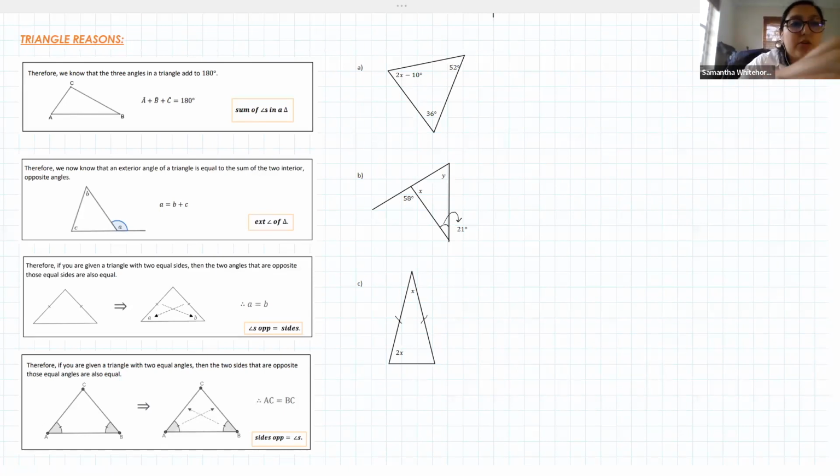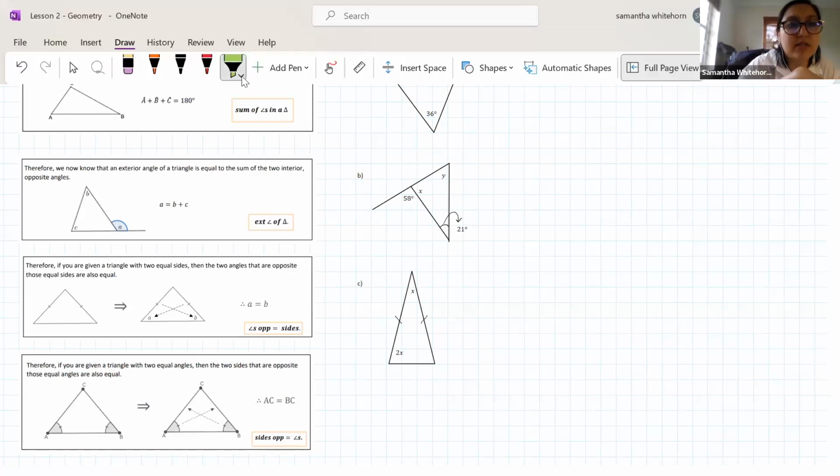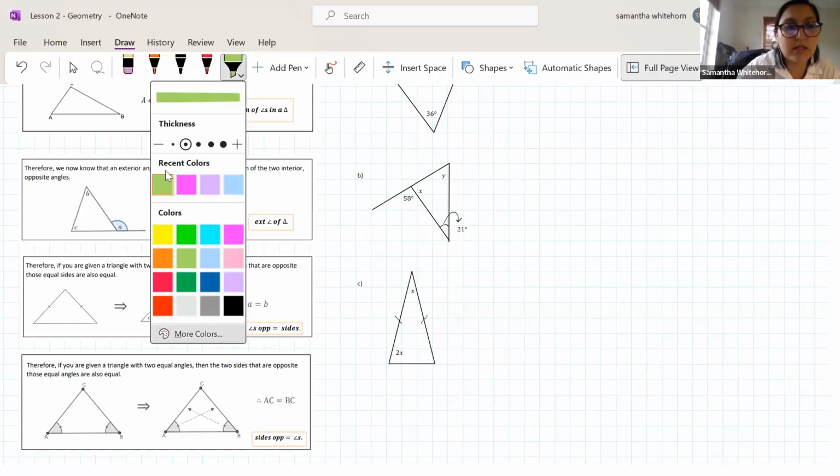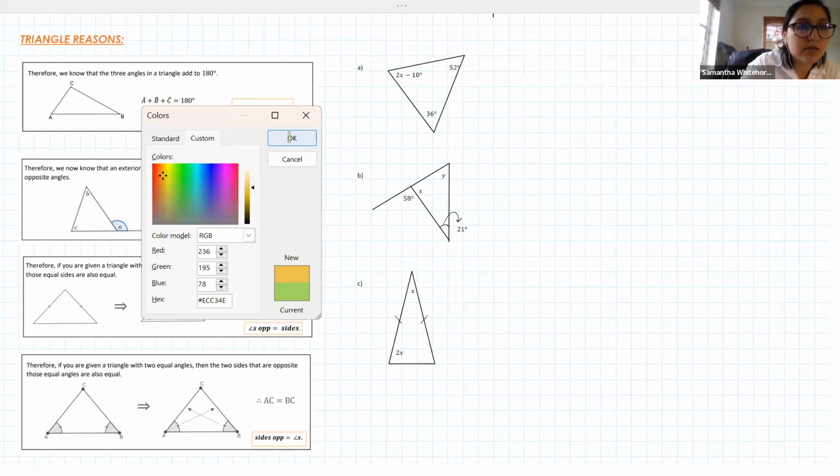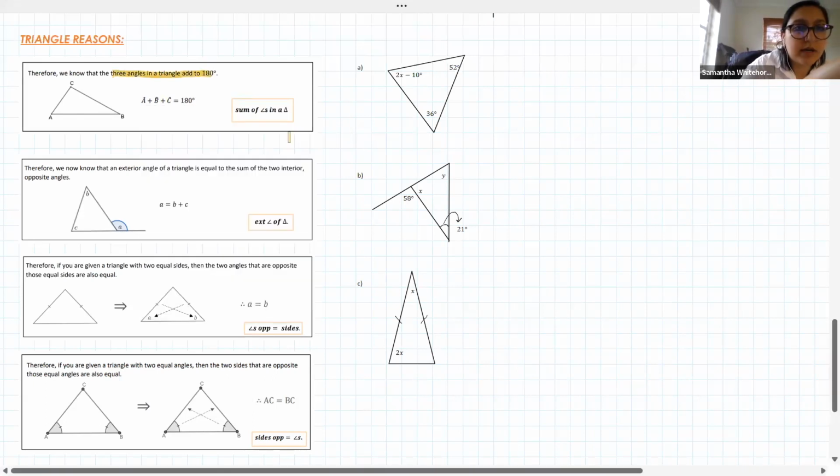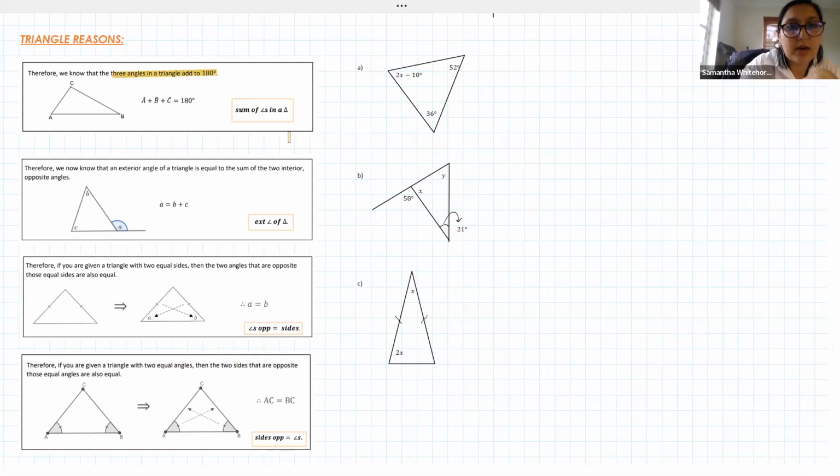The first one that we learned was the fact that our 3 angles in a triangle add up to 180 degrees. So angles in a triangle add up to 180. Our reason, sum of angles in a triangle. The next reason that we learned was that the exterior angle of a triangle is equal to the sum of the 2 interior opposite angles. So this angle outside my triangle is equal to the 2 opposite ones added together. And that's because of exterior angles of a triangle.